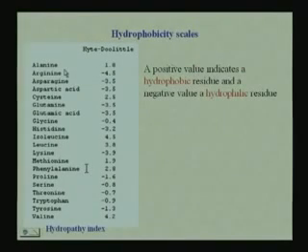This is a hydrophobicity scale, which I showed you in one of the previous classes. And what do we have here? For the positive values, we have hydrophobic residues. The negative values are hydrophilic residues. Now, what can I do with this?